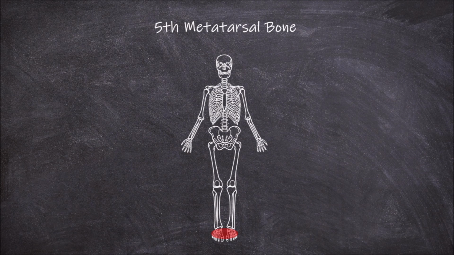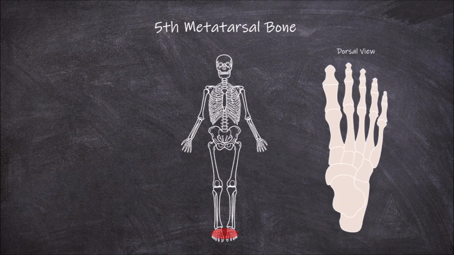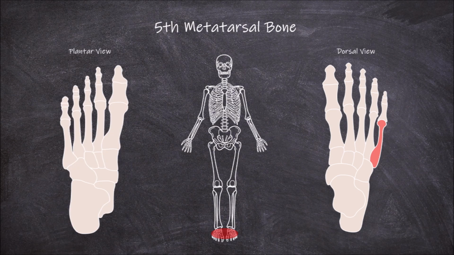If we look more closely at the dorsal view of the right foot, which is the top of the foot, we can see the fifth metatarsal bone highlighted in red. If we look at the plantar view of this right foot, which is the sole of the foot, we can see it again highlighted in red.